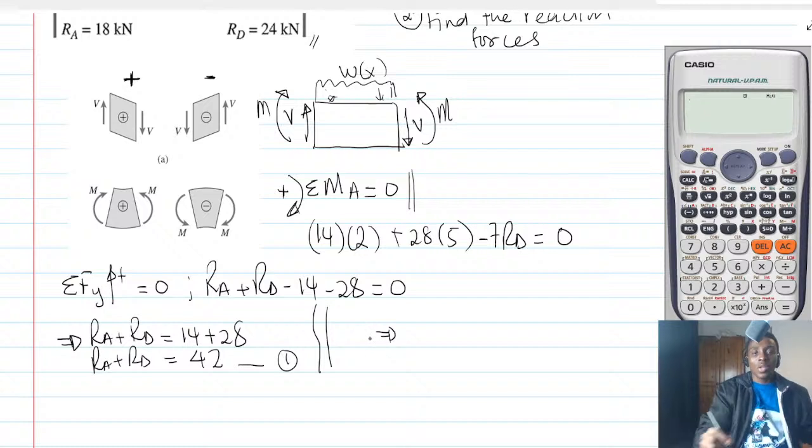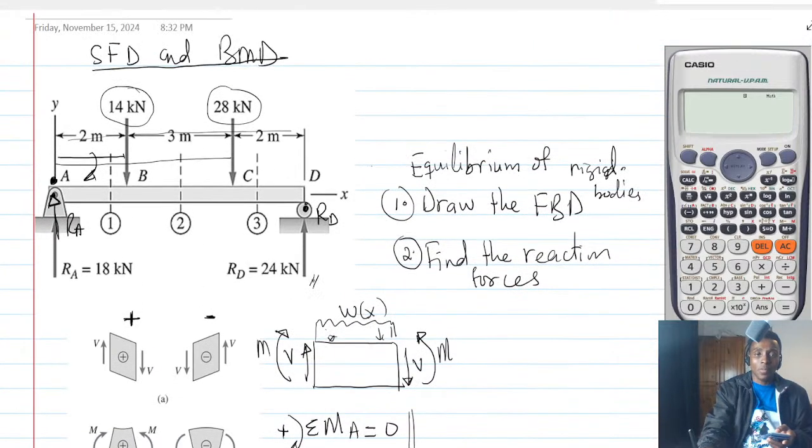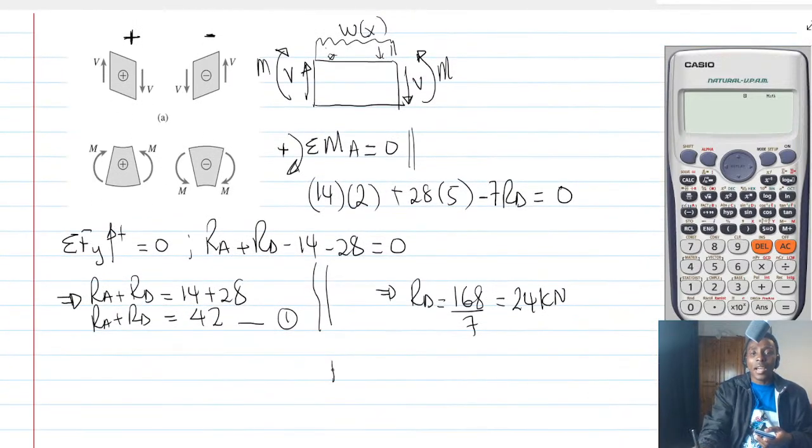Okay. So now 14 multiplied by 2 plus 28 multiplied by 5 is 168. So basically, RD is going to be 168 divided by 7, and 168 divided by 7 is 24. So that is where the 24 kilonewton is coming from. It is not magic. Alright? This is not magic.